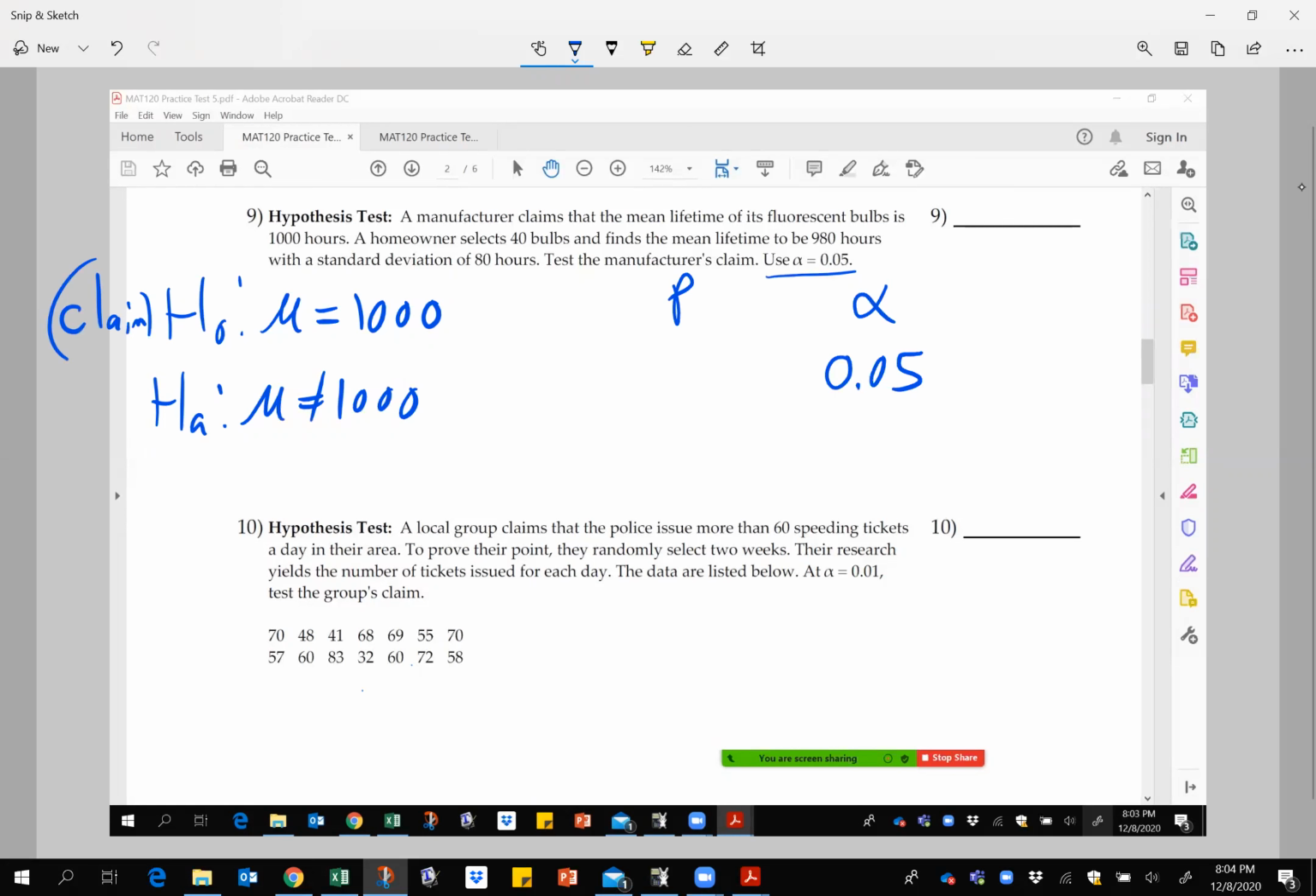We need to compute P. To do that, we need our sample information. We took a sample of size 40. That's going to lead to a z-test here in a minute because it's a large enough sample size. The sample mean of those 40 bulbs was 980 hours, and the standard deviation of their lives was 80. So we have everything we need to compute P. We go back to the calculator.